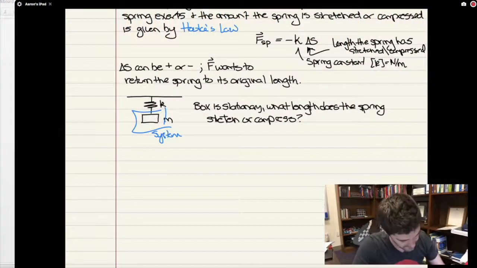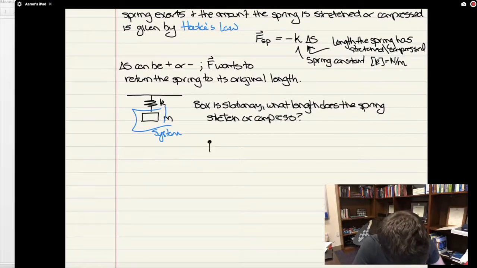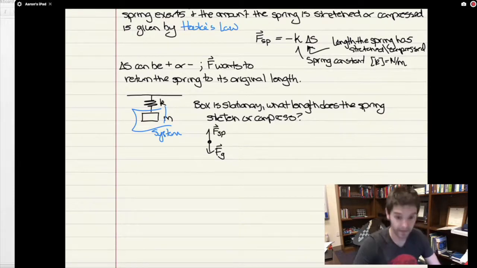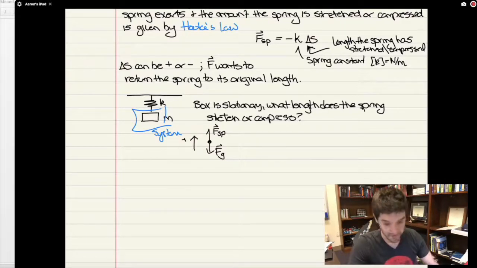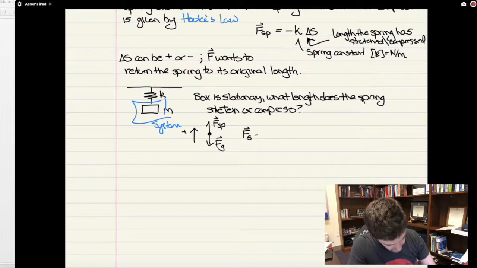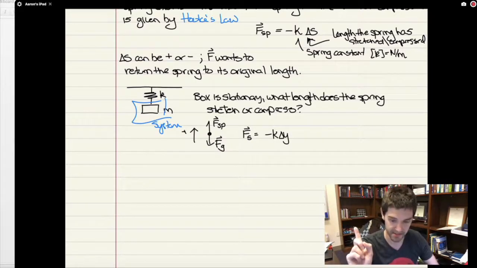So again, we're studying the mass. That's my system. My free body diagram might look something like this. There's the gravitational force, and then I imagine that there's some spring force pulling back up on the box. I could define up as positive, in which case the spring force is written as, the formula gives it as minus k delta y, since this is the vertical direction. We're doing everything in the vertical direction.